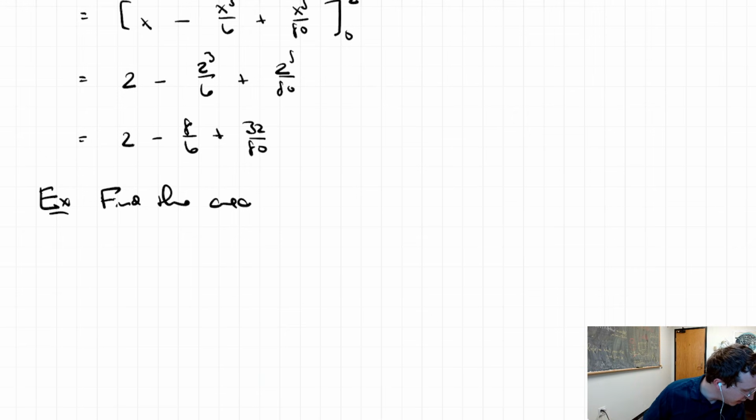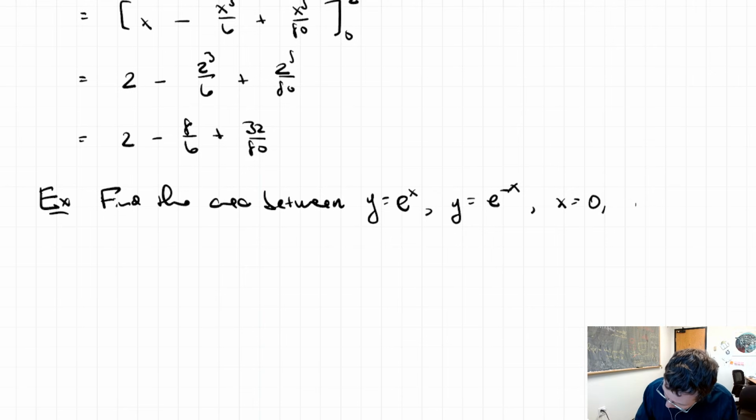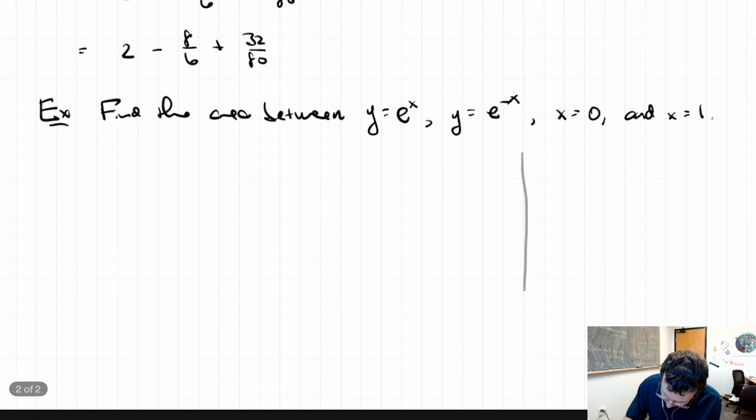Okay, so let's find the area between, I'm just picking one from this book here. I don't know how interesting it'll end up being, but we will see. Area between y equals e to the x, y equals e to the minus x, x equals 0, and x equals 1. Okay. I always find it really helpful to draw a picture.